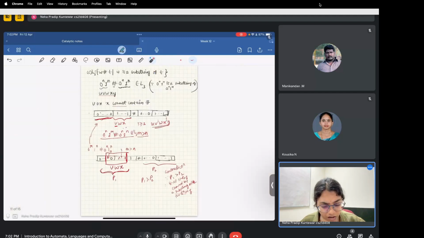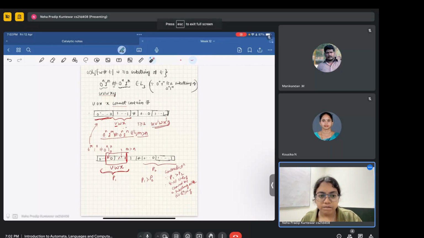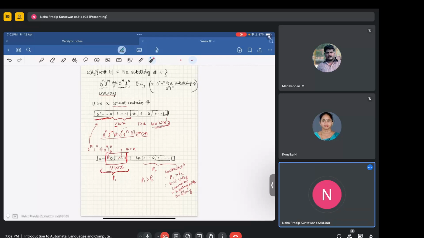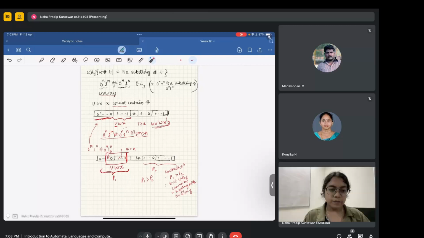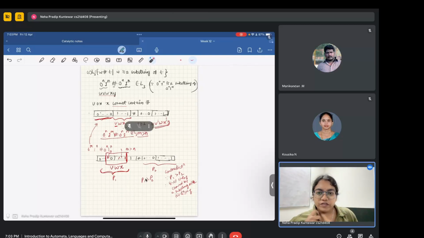So are there any questions about this example or any of the things that we have seen so far? Okay, one second. Okay, so if that is clear, let's look at the next example.